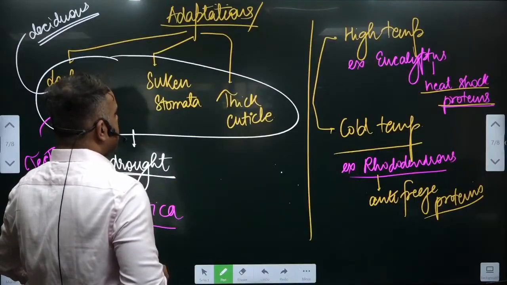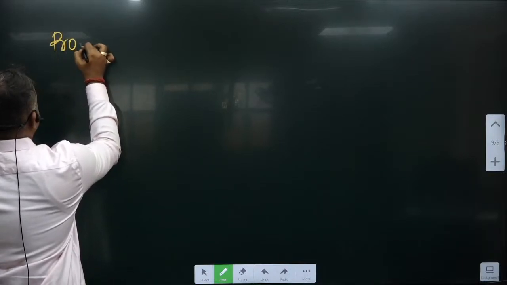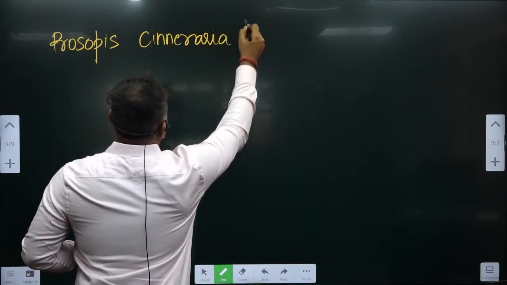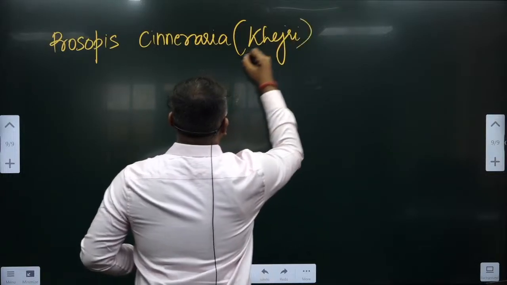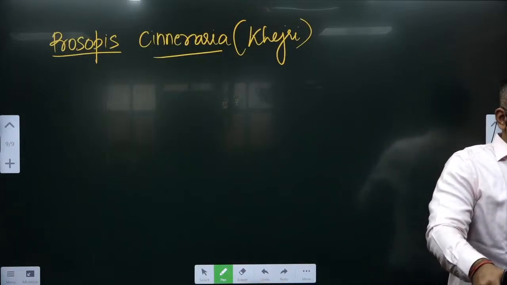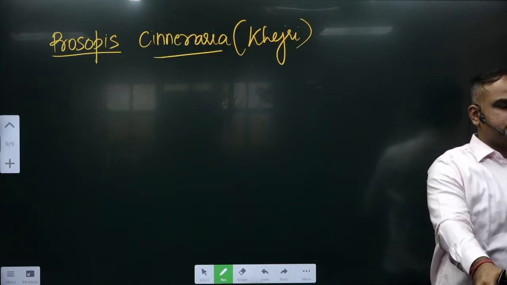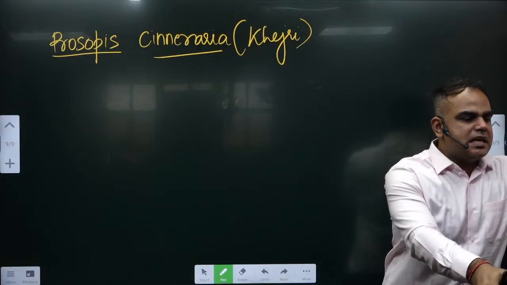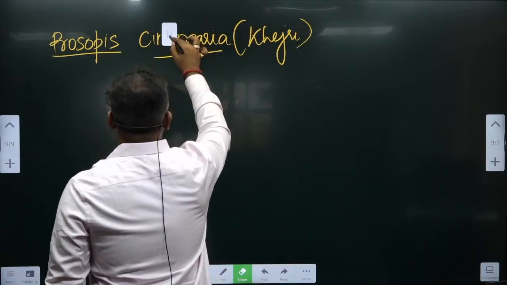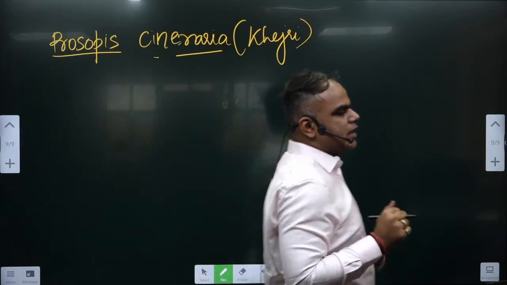Okay, so if you don't have space here, let's say I'll write it here, Prosopis cineraria. These are your khejri trees. Okay, so here we will write one line. In arid regions, plants like khejri, that is Prosopis cineraria. There is only a single N, so you can just change that, CINERARIA, Prosopis cineraria.